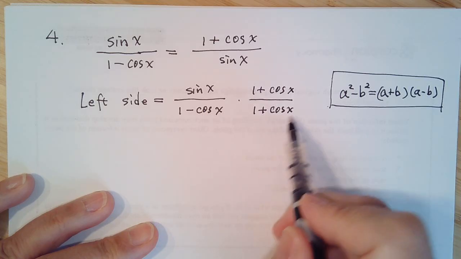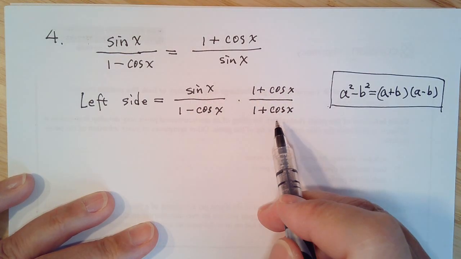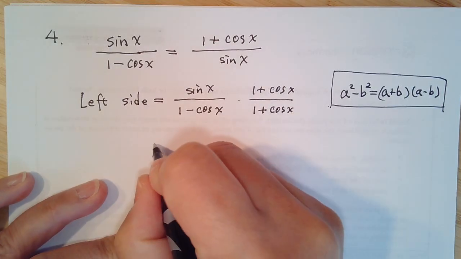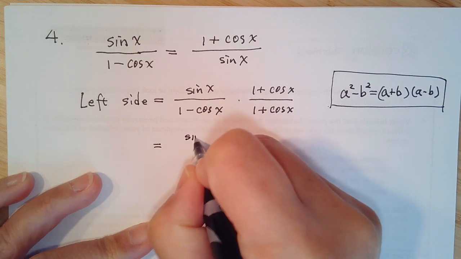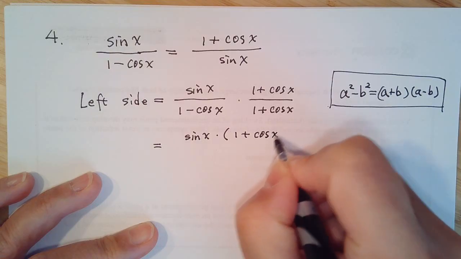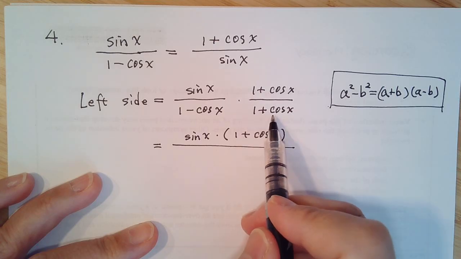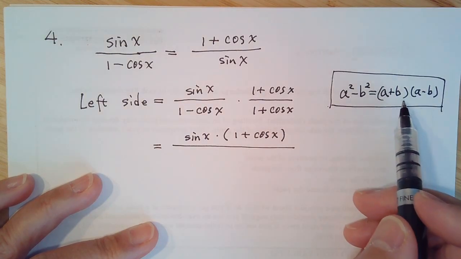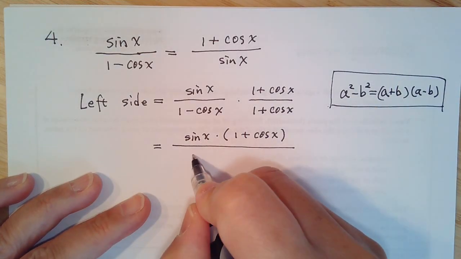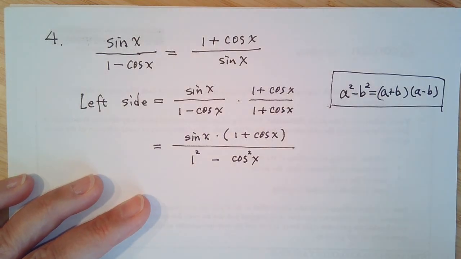In that way, you're literally multiplying this thing by just 1. So you're changing the look, you're not changing the value. That's why you're very confident to put the equal there. And then in your numerator, you get sine x multiplied by 1 plus cosine x. And look at the denominator. The denominator is 1 minus cosine x times 1 plus cosine x, which is exactly a plus b times a minus b, so you get a squared minus b squared. So you get 1 squared minus cosine x squared, isn't it?